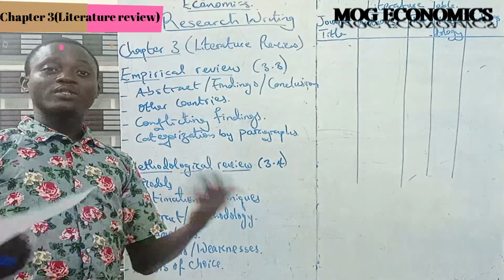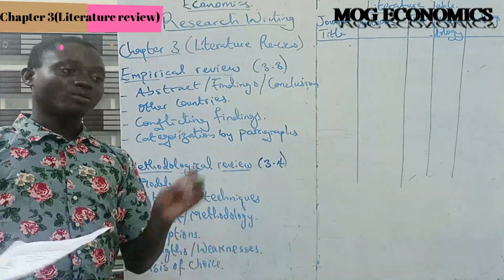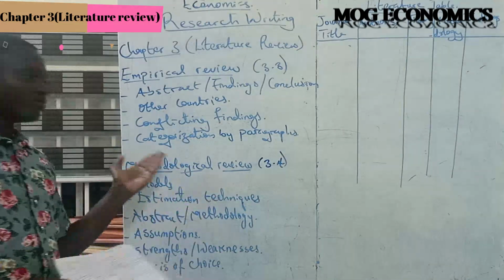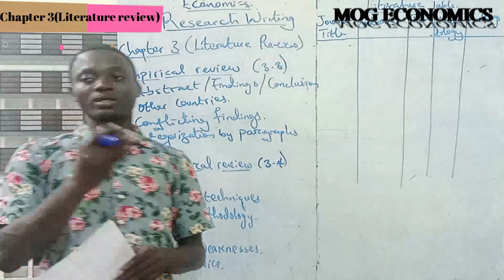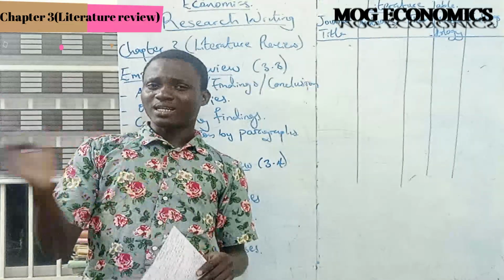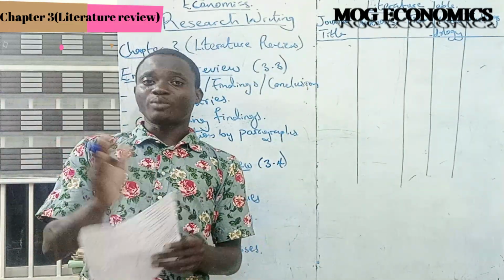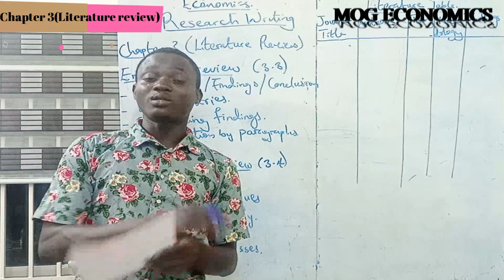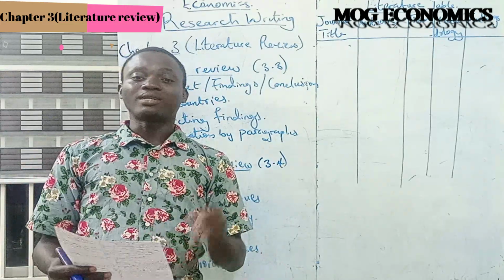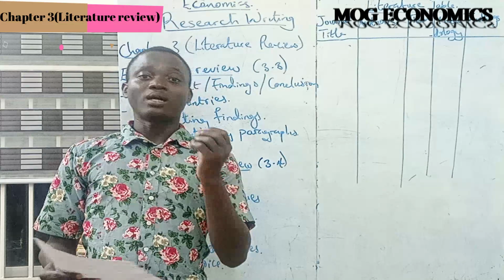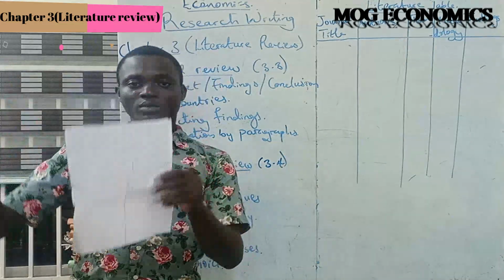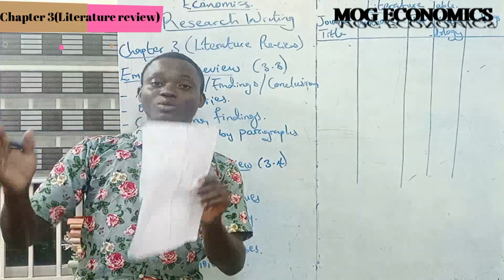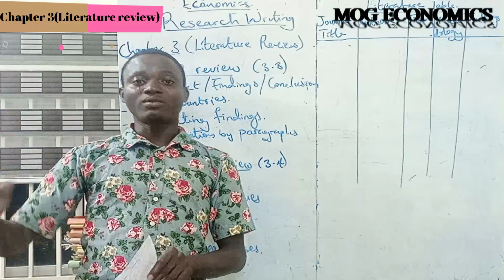So these are conflicting findings, and there are ways you could write them. Number one, you could categorize them, which is what I've written here. You can categorize the positive findings. All of the studies and journals that you went through, whose conclusion was that inflation is closely related to Nigeria's economic growth, you put them together. That could occupy maybe one or two paragraphs where you are just talking about the positive relationship.